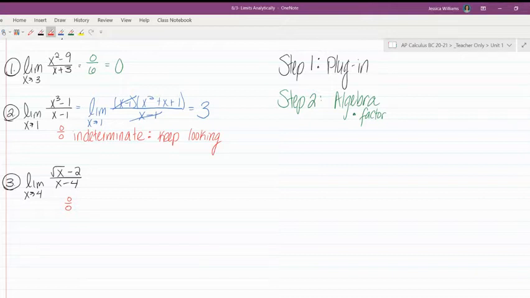So algebra. Right now, the only algebra I have in my list is to factor. Do you see a way this can factor? Are you feeling clever this morning, afternoon, midnight, whatever time you're watching this? If you are feeling clever, you might see a difference in squares in your denominator. I can make this a root x plus 2 and a root x minus 2. And then my root x minus 2 is reduced to 1. And I'm left with 1 over 4.